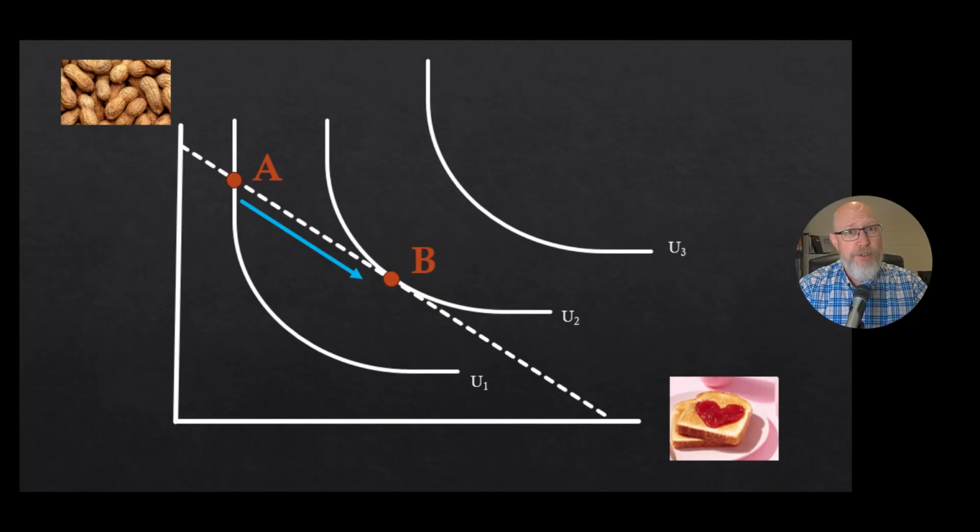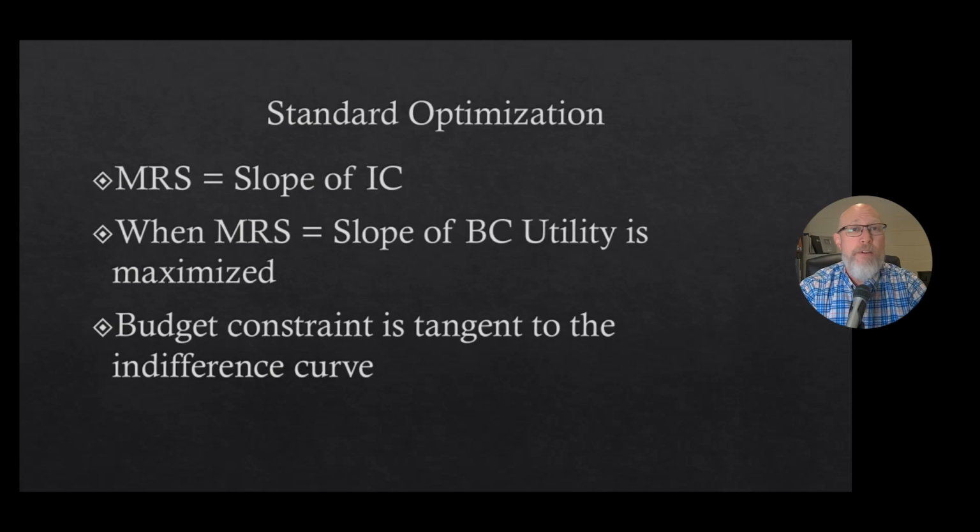But there are exceptions to this standard model that are very important for helping us understand how utility maximization works, how human beings tend to operate when they're trying to make decisions about what they're going to consume. This is the standard way of looking at it. The marginal rate of substitution, which is the slope of an indifference curve, will be equal to the slope of the budget constraint when utility is maximized, meaning that the budget constraint will be tangent to the indifference curve. When two lines are tangent, they have the same slope. Or when a line is tangent to a curve, the slope of the curve at that point is equal to the tangent line.